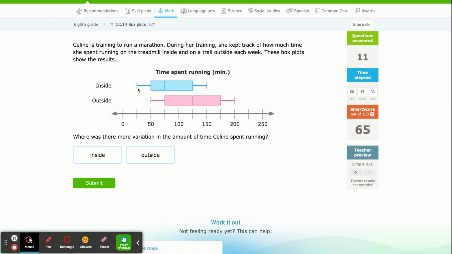Plus, if you'll notice, the blue starts at 25 and goes to 150, where the pink starts at 50 and goes to 200. If you'll notice, there's 2 extra. And what I'm saying is this. See how this has 2 spread here and this only has 1 here? 2 is more than 1. So the pink definitely has the more spread. Oh, where was the more variation? Oh, outside. Reading the graph carefully. Outside. That's why they have an outside here.